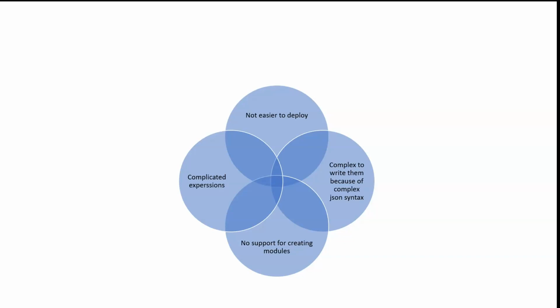So what were the problems with ARM templates? ARM templates were not easier to deploy. As you might have seen if you worked with ARM templates, it was not easy to deploy. It had complicated expressions. Even if you were writing a parameter, then using that parameter was really complex. If you had dependencies between your resources, like creating a virtual machine, for your virtual machine you need to create a NIC, a virtual network, a public IP, and an NSG.